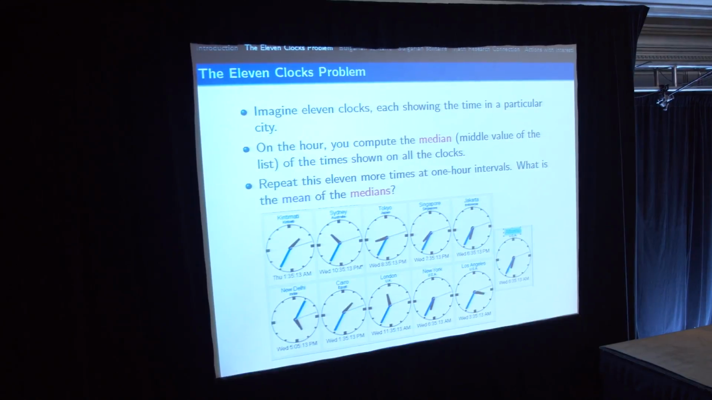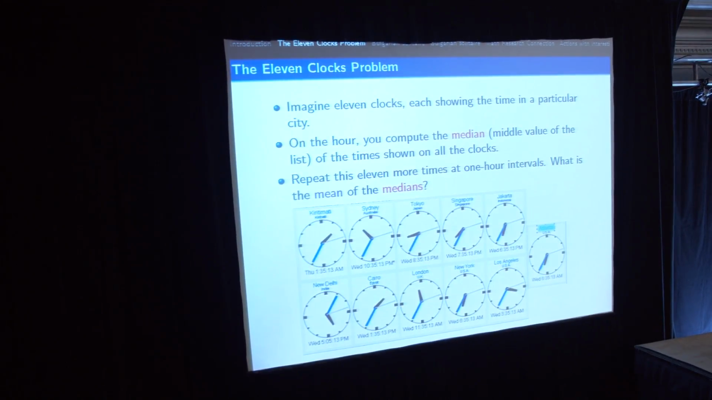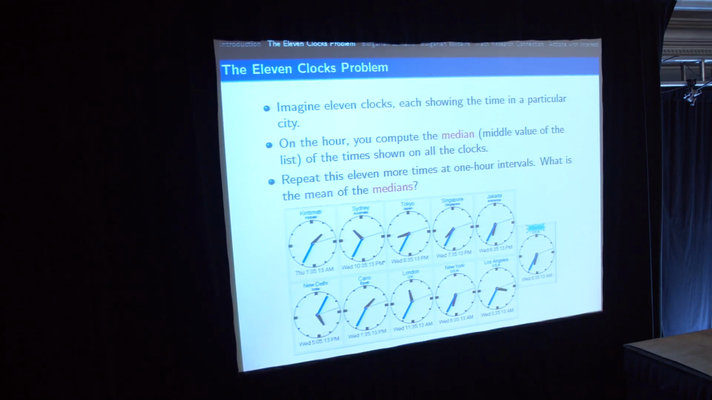So imagine you have 11 clocks, each showing the time in a particular city. And on the hour, you compute the median value of the list. So this is not Greenwich Mean Time, this is Greenwich Median Time or something. And you repeat this 11 more times at 1 hour intervals. What is the mean of the medians?